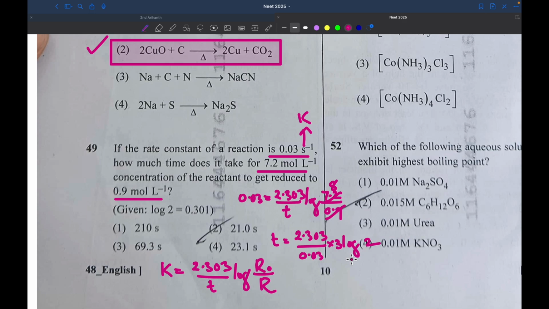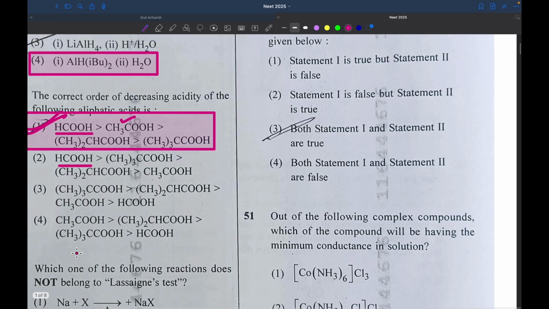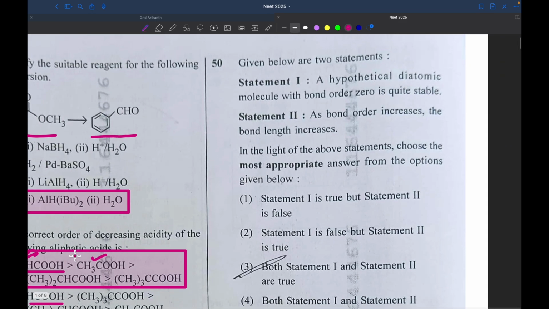You can write it as 2 cube. So log 2 is 0.3010. So on solving this you will get the answer equal to 69.3. So the answer for the question is the third option. For the 49th, the third option.